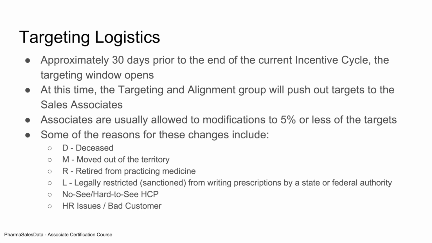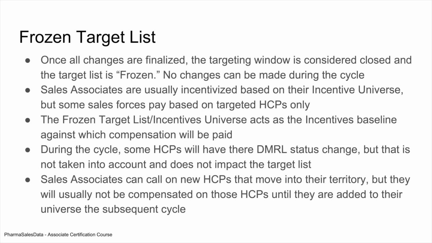DMRL is usually known by the home office, but the no-see, hard-to-see and HR issues may not be known. That's why oftentimes a targeting and alignment team will allow a rep to make modifications to 5% of his or her target list by either dropping and/or adding physicians. Once all the changes are finalized, the targeting window is now considered closed and the target list is frozen. You cannot make any changes during the incentive cycle once the list is frozen.